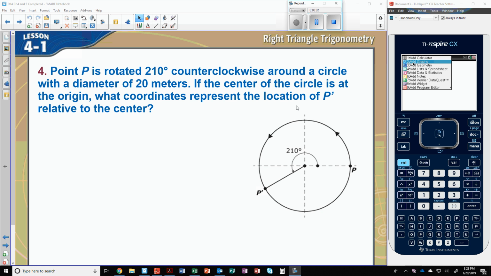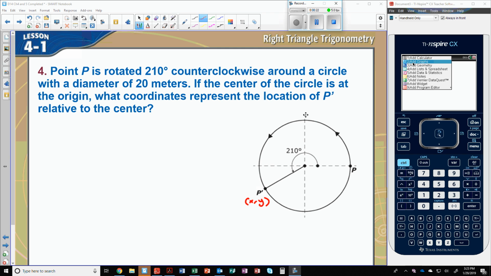Number 4, point P is rotated 210 degrees counterclockwise around a circle with a diameter of 20 meters. If the center of the circle is at the origin, what coordinates represent the location of P prime relative to the center? So here's P prime. We want to know what are the x and y coordinates of this spot. That's what we're looking for.